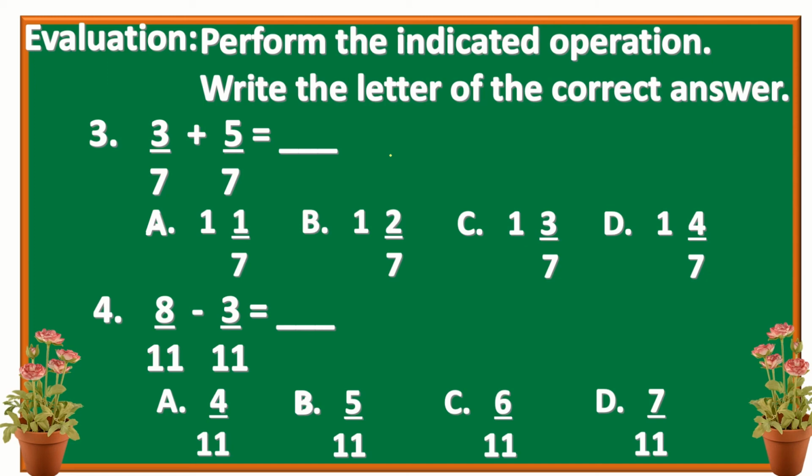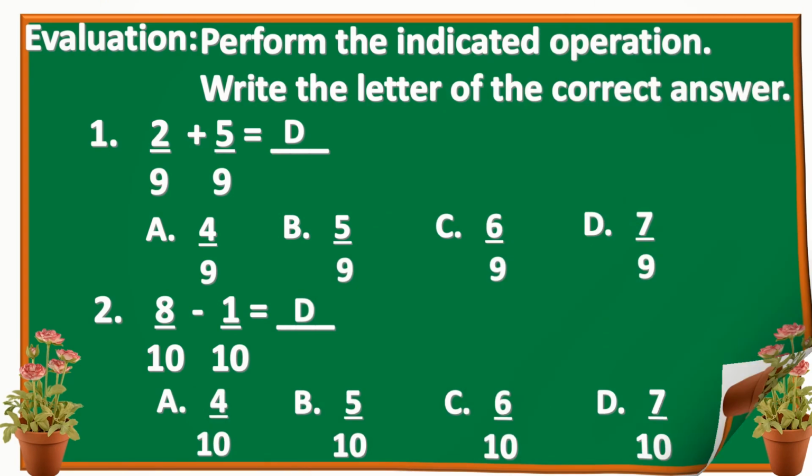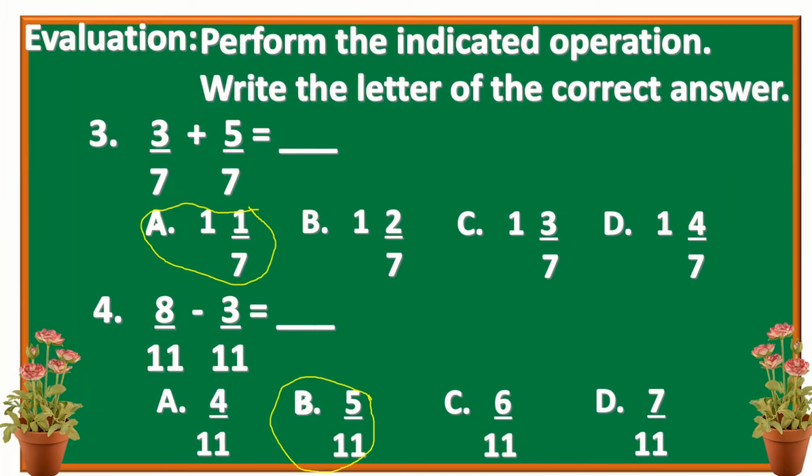Okay. I know some of you remembered, some of you forgot. So here it is. So what is the answer? Correct. The answer is letter A, 1 and 1 over 7. For number 4, 8 minus 3, that would be 5. Then copy the denominator, which is 11. So your answer is letter B. Letter A for number 3 and letter B for number 4.